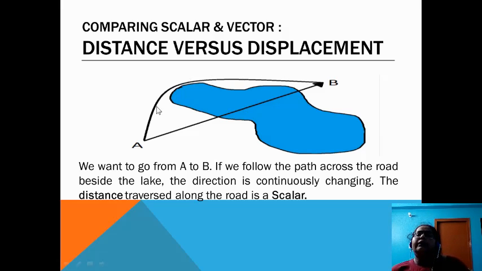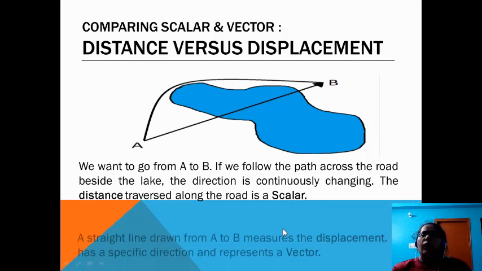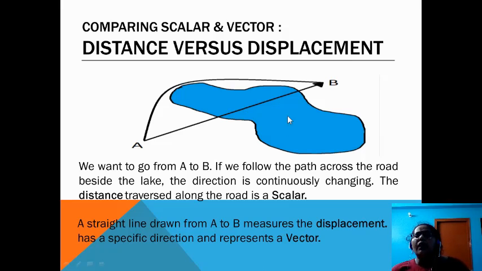However, in case we were allowed to go straight, maybe we could go via a boat or something along this straight line AB, then it just gives us the actual displacement from the starting point A to the point B. So this is what, now see, of course this has a direction associated with it.